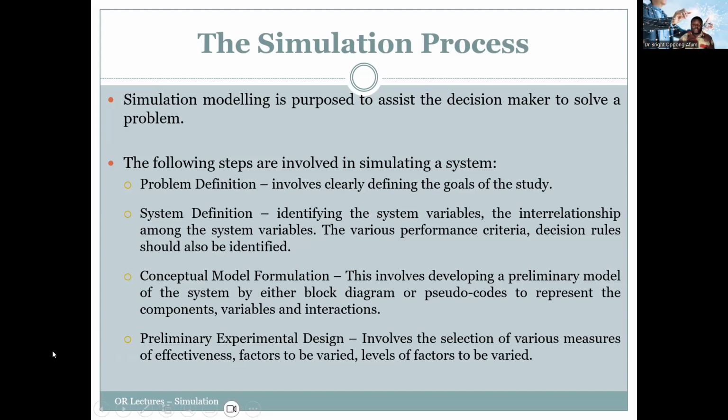then we create what we call an experimental design. We don't go straight to the entire experimental design. We just look at a preliminary experimental design, which involves the selection of the various measures of effectiveness, the factors to vary, the levels of factors to vary, and the quantity of the factors that we are dealing with. Are they internal factors, external factors? So we have all these things designed experimentally, right?